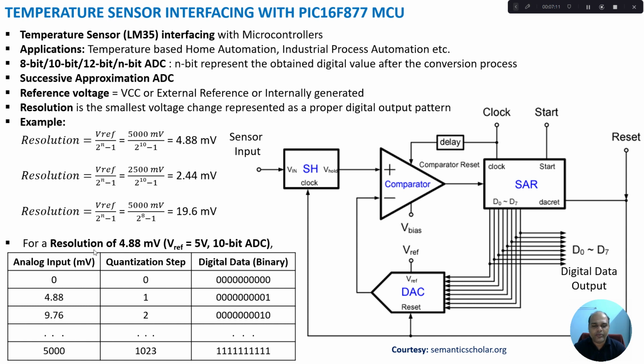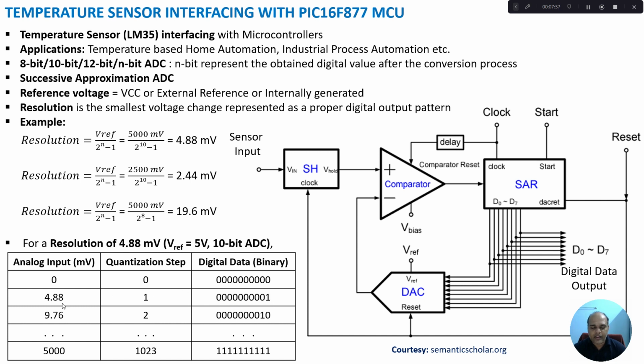Okay, so for a resolution of 4.88 millivolt, if I take a reference voltage of 5 volt and consider a 10-bit ADC, in that case, the 0 volt input will be represented as 10 zeros. The next voltage level which can be converted into a proper binary bit pattern is 4.88 millivolt. So for 4.88 millivolt, you see 9 zeros and 1.